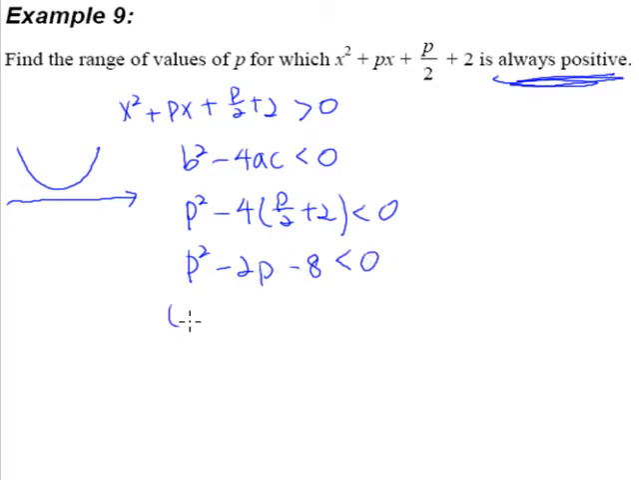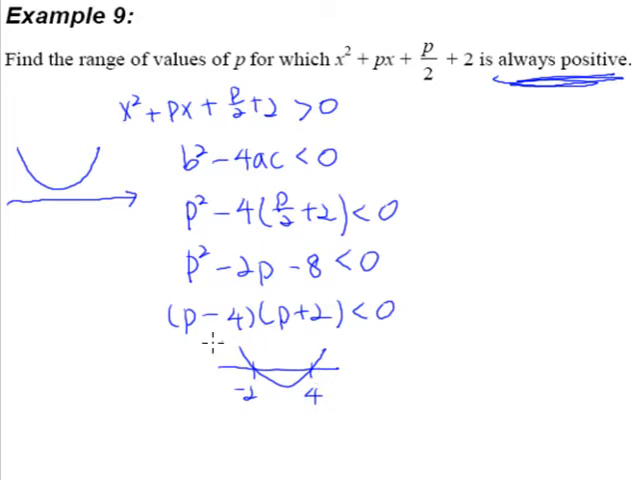Up to here we know what to do next, don't we? We'll factorize. So you get p minus 4 and p plus 2 less than 0. And what's the next step? We have to sketch. So we have -2 and +4, and we want the parts of the curve to be underneath the x-axis, to be negative. So we know that our p-value will have to be between -2 and +4. So this is our p-value. Does it look easy?